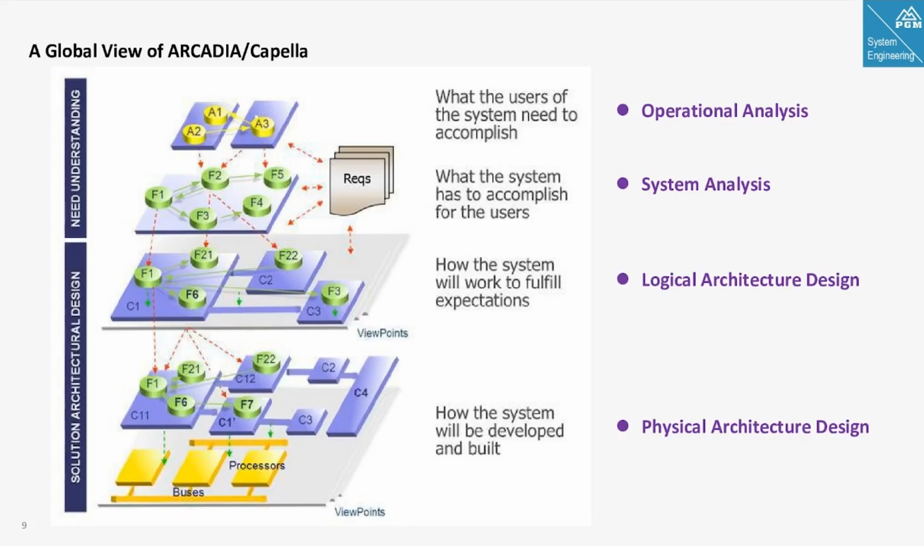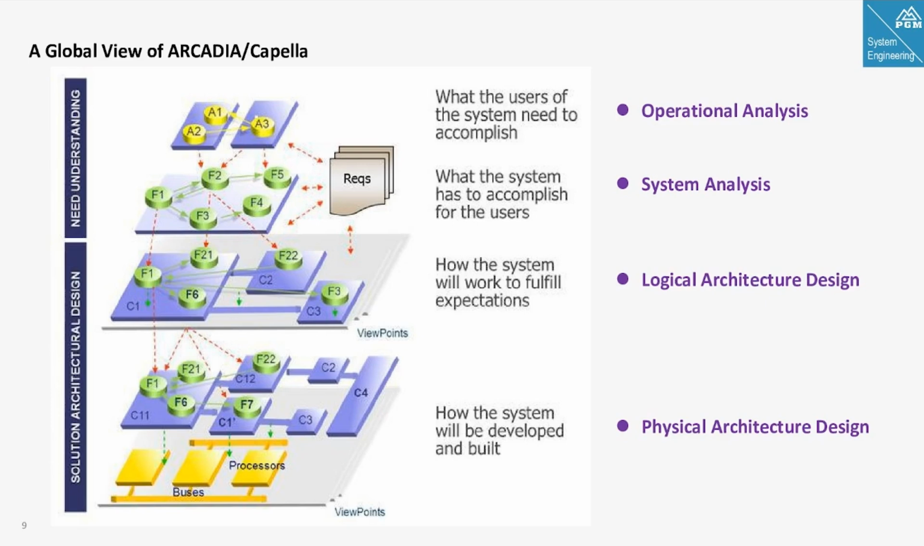So we will take a quick review of Arcadia here. This is a global view of Arcadia. It contains mainly 4 parts: the operational analysis, system analysis, logical architecture design, and the physical architecture design.